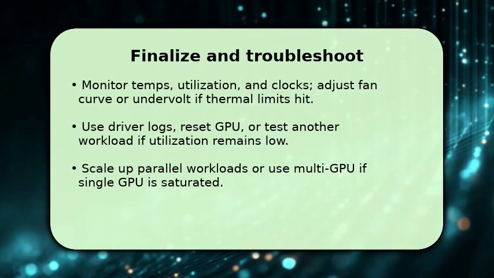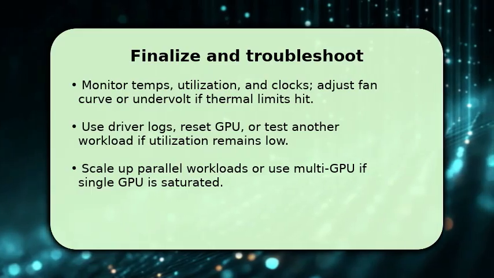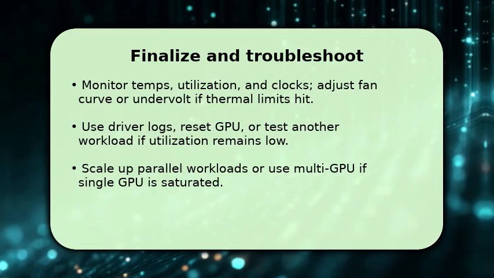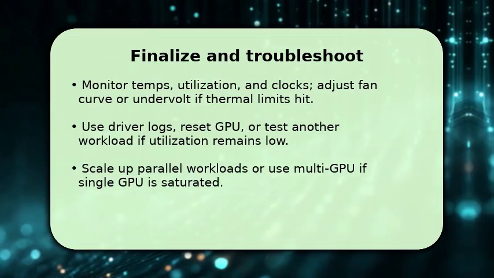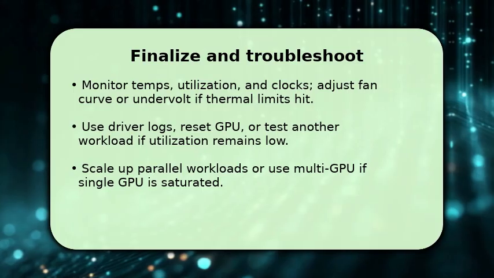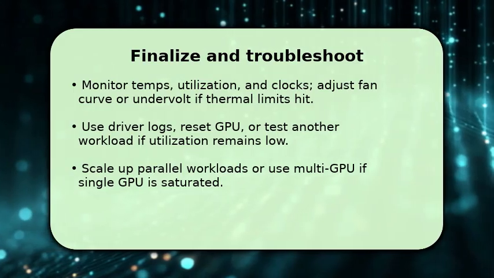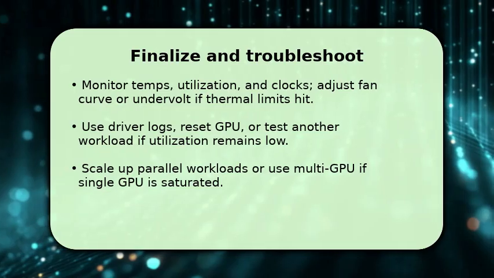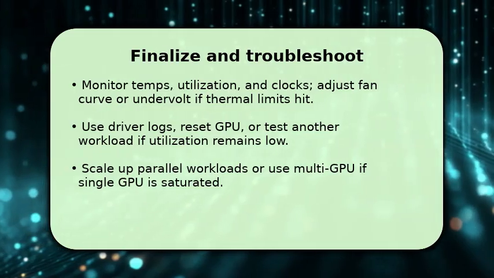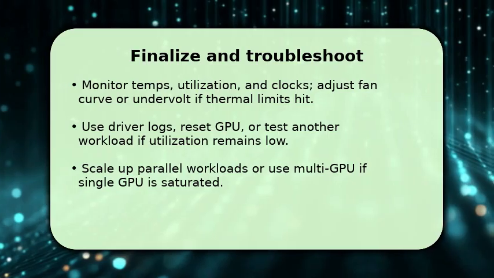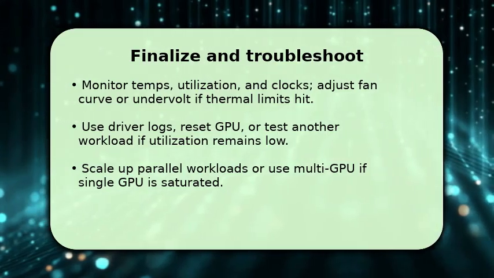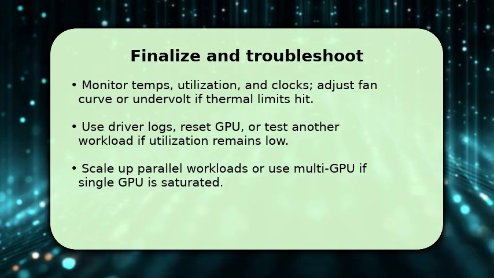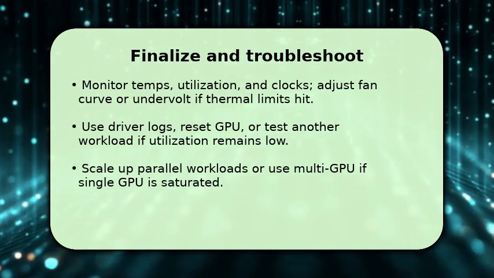Monitor temperatures, clock speeds, and percent GPU use while running the target workload. If thermal throttling or power limits occur, tweak fan curves or slightly undervolt to sustain clocks. If utilization stays low, restart drivers, test with a different benchmark, and check for driver or OS-level power-saving features. Make sure you're not bottlenecked by disk or CPU. If a single GPU is fully used and you need more throughput, distribute work across multiple GPUs or instances.